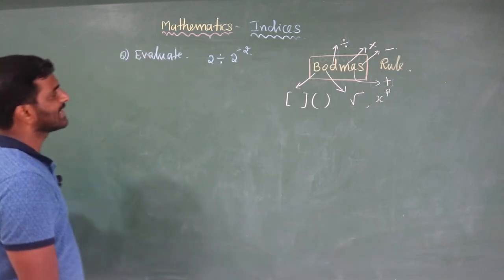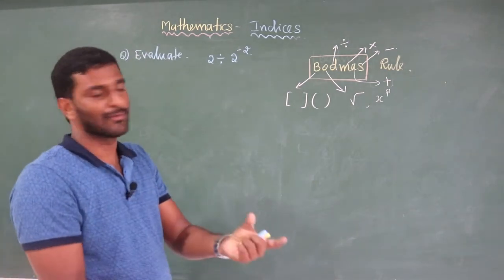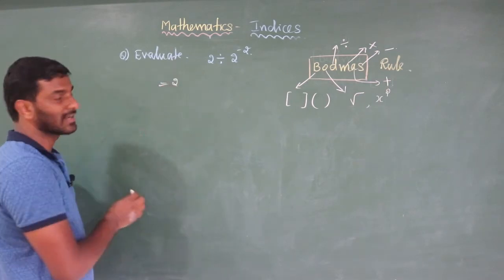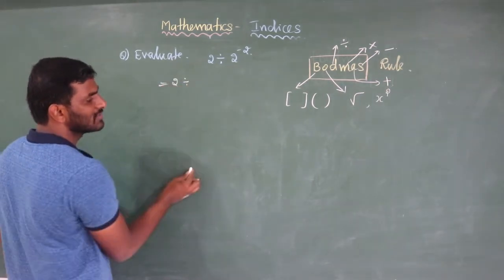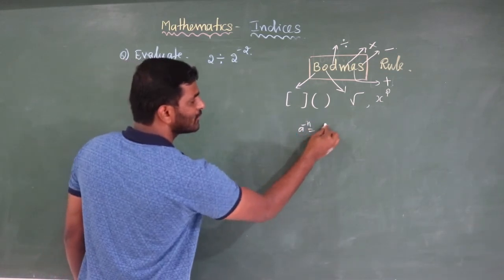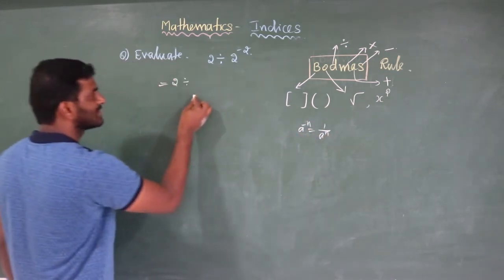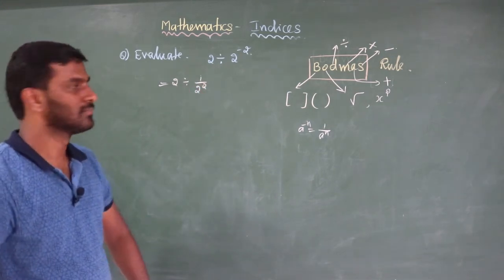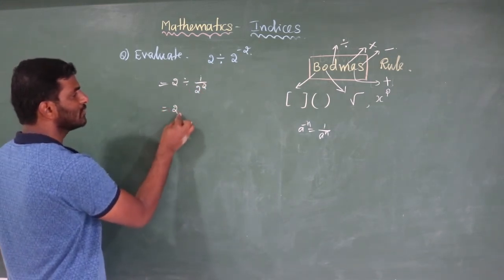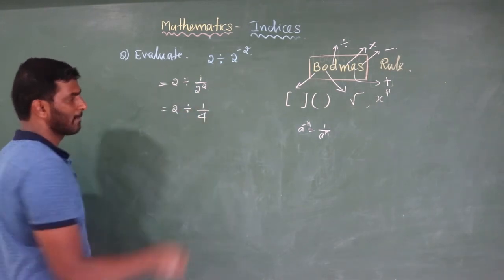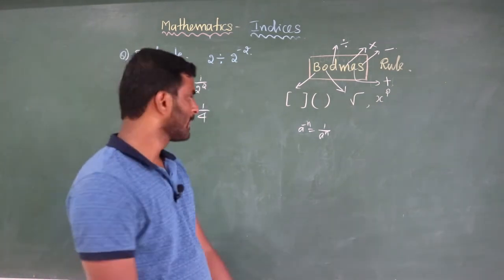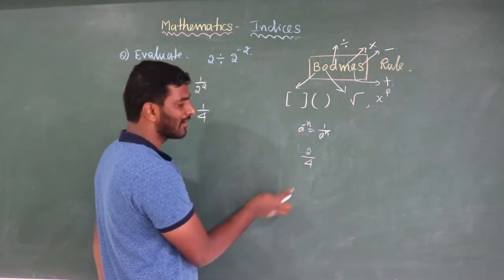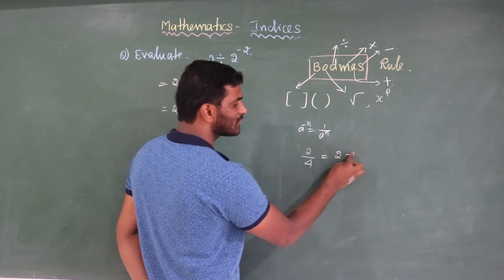Okay? In this case, we need to use the law of indices formula. Again, we have to use the BODMAS rule. So that is equal to, write 2 divided by, using the formula a to the power of minus n is equal to 1 divided by a to the power of n, this is 1 divided by 2 to the power of 2. Hence, that is equal to 2 divided by 1 divided by 4. Look at the board carefully. Here, 2 divided by 4. This one we can also write as 2 divided by 4.